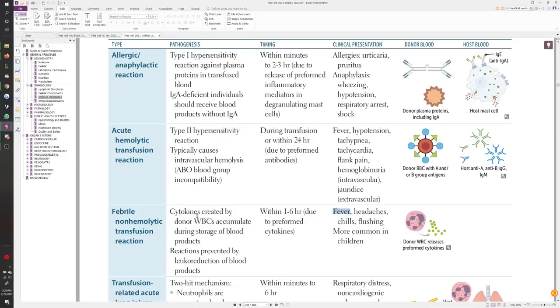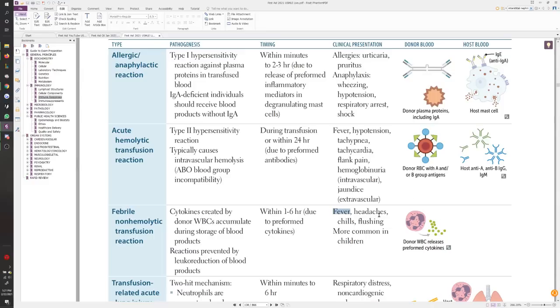Cytokines created by the donor white blood cells accumulate during storage of blood products. Reactions can be prevented by leukoreduction of blood products. So the main thing causing the transfusion reaction is the fact that the white blood cells that were sitting in this preformed blood before it was given to me, as a packet that was just sitting in the hospital, it was releasing cytokines. And those cytokines, when they transfused the blood into me, caused fever, headaches, chills, and flushing.